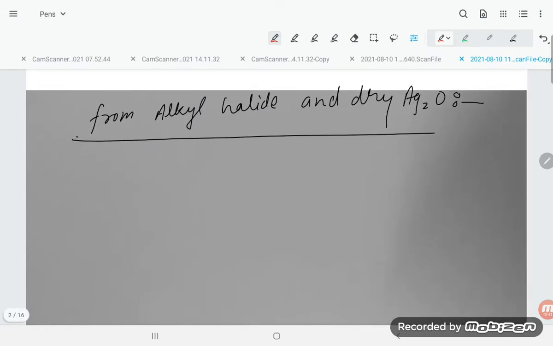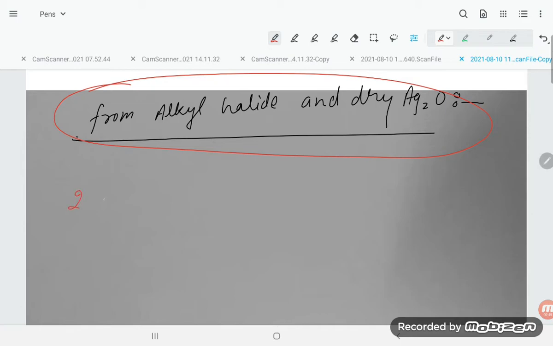Now let us move to the next method, from alkyl halide and dry Ag2O, silver oxide. If you treat 2 moles of alkyl halide, RX, with silver oxide, 2AgX is formed, plus ROR is formed. This is the ether.